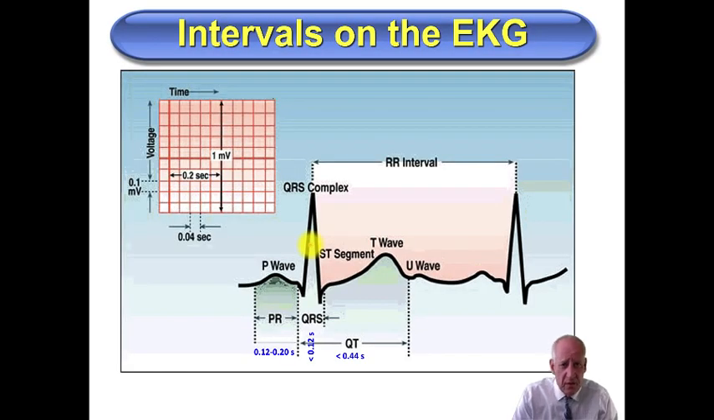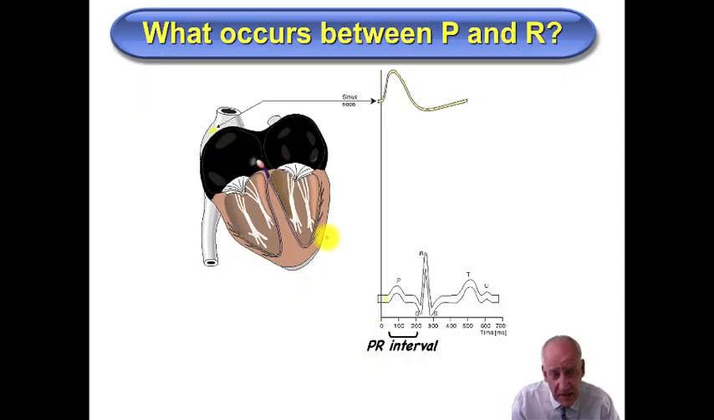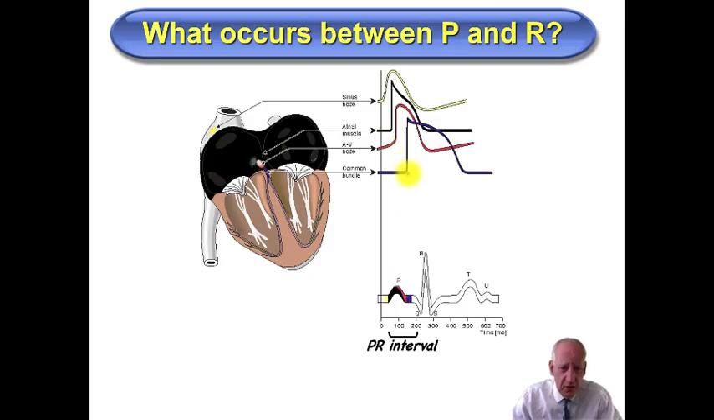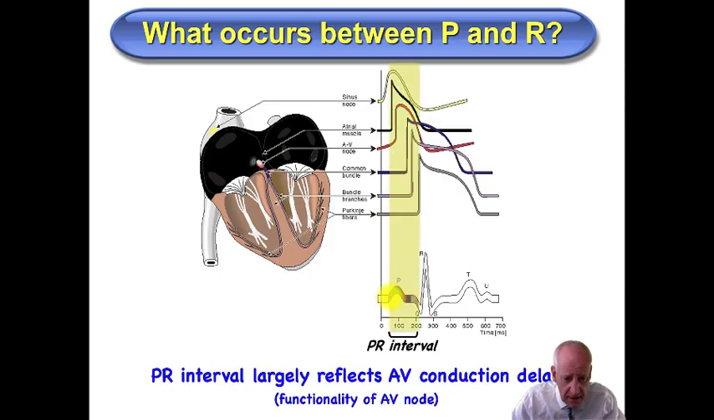So now let's turn our attention to intervals on the EKG recording. We'll consider the PR, the QRS, and the QT intervals. Cardiologists pay special attention to the PR interval. This tells them the time required for the impulse to travel from the SA node through the atrial muscle and into the AV node, and then to cross the AV node into the ventricular conduction system. So you can see that the PR interval largely reflects AV conduction delay. In other words, the functionality of the AV node. Remember, one of its principal functions is to delay the impulse as it travels from the atria to the ventricles.